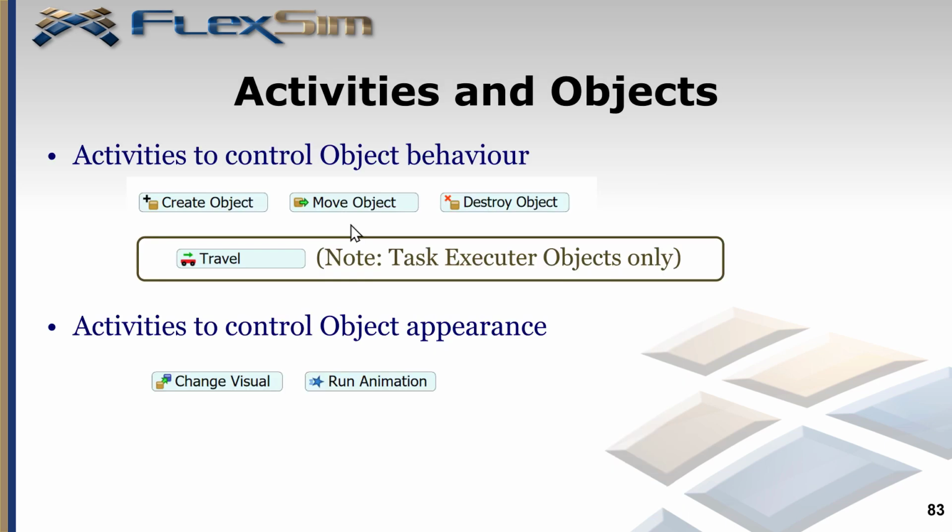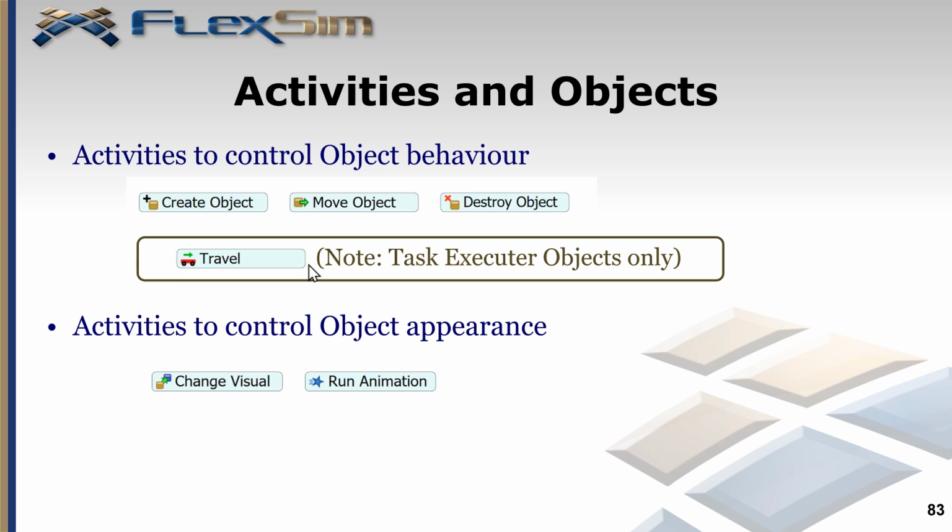Okay, let's take a look at the activities that will be used to control object behavior and to control object appearance. To control object behavior, we have these 3 here that will be used quite a bit. One is called create object. It, as the name implies, will create an object out in the 3D space when a token enters it. This one here will move a 3D object. And this one will destroy it, take it out of the model space.